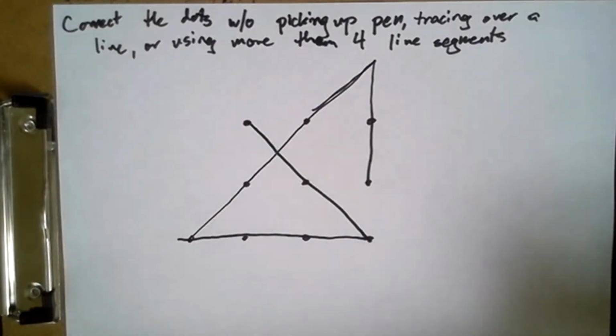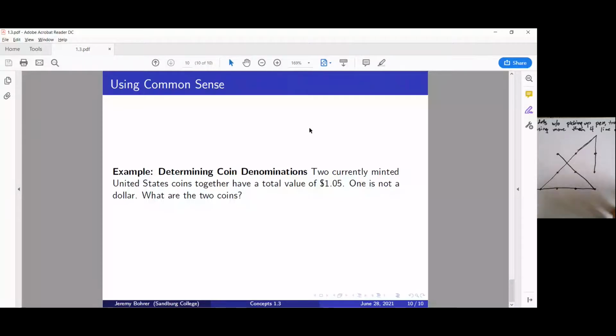Last problem. Determining coin denominations. You may have heard this problem before. Two currently minted United States coins together have a total value of $1.05. One is not a dollar. What are the two coins?